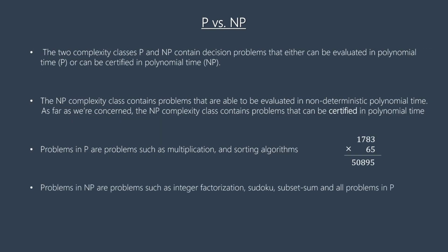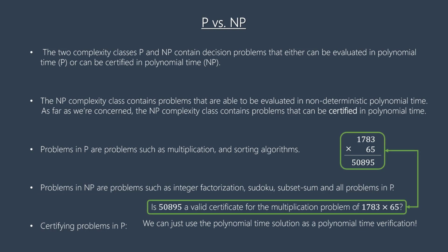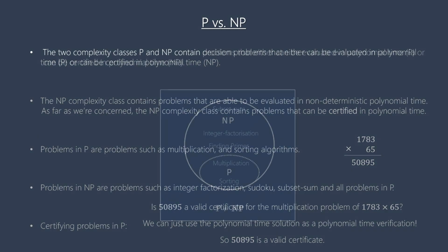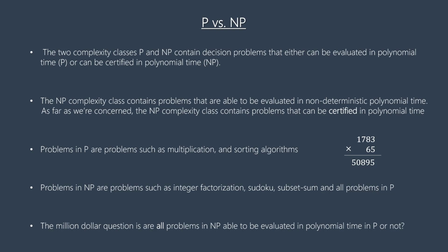An example of other problems in NP are problems such as integer factorization, Sudoku, and all problems in P. Since we know that all problems in P can be evaluated in polynomial time, they can therefore all be certified in polynomial time, which is the reason why all problems in P are in NP. Sometimes problems that were previously exclusively in NP have polynomial algorithms discovered for them, which lands them in the P complexity class as well. And the big question is, do all problems in NP have polynomial time algorithms?